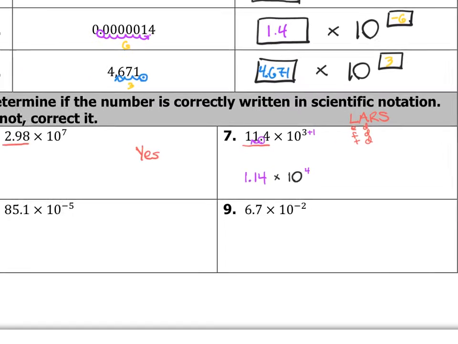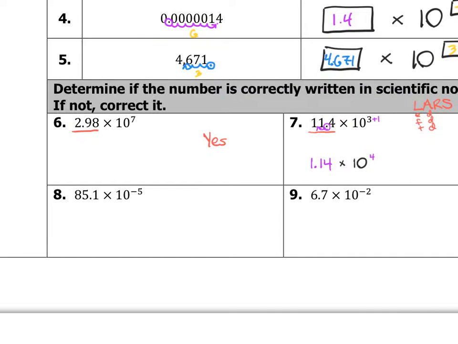All right, let's look at number 8. I have the same issue in number 8. Take a look at your number here. It is too large. Okay, so I need to move that decimal point 1 space to the left to make this 8.51. Because I moved to the left, I need to add 1 to my exponent. And so negative 5 plus 1 is going to be negative 4. So this is now times 10 to the negative 4th power.